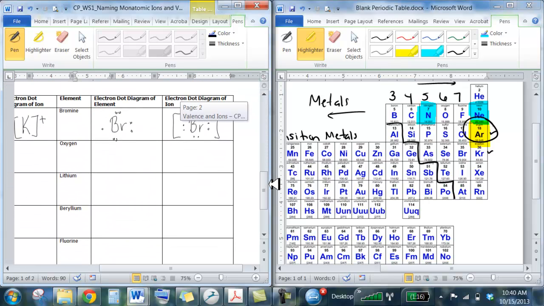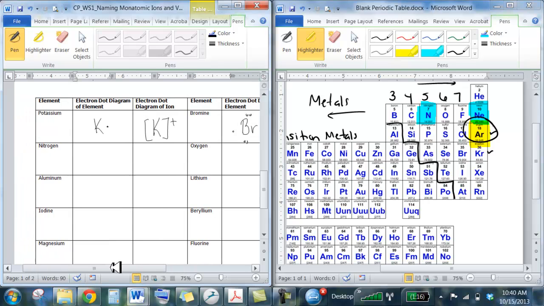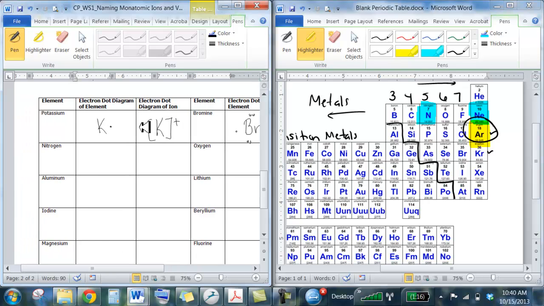Let's scroll down to the bottom. This is where we're going to work on our electron dot diagrams. So if you remember, potassium is in group 1, so it has 1 valence electron. We're going to label that valence electron as a dot. Now, when it becomes a positive 1, it loses 1 electron. So this dot essentially goes away to become the K plus right here.